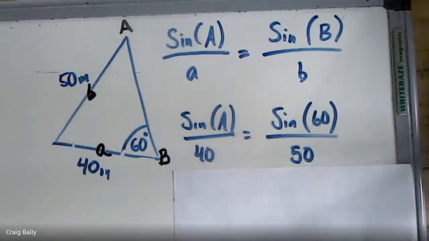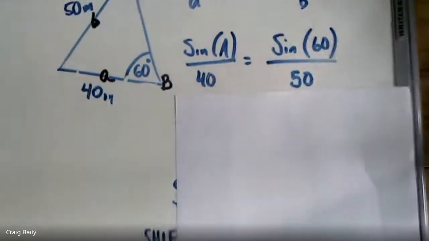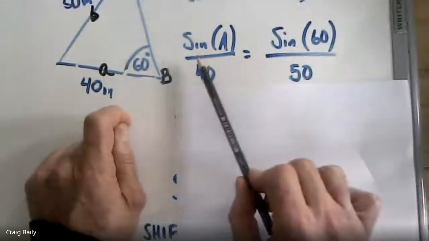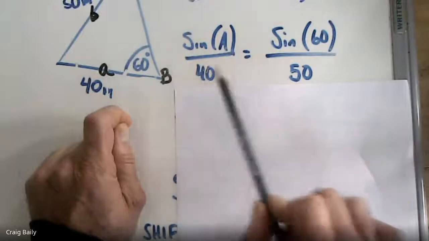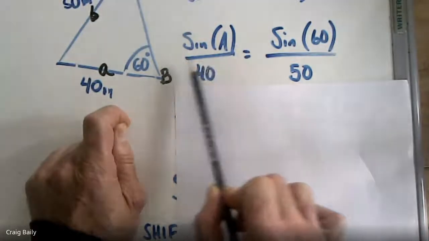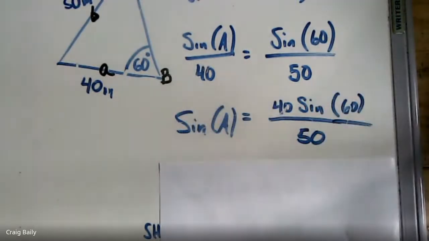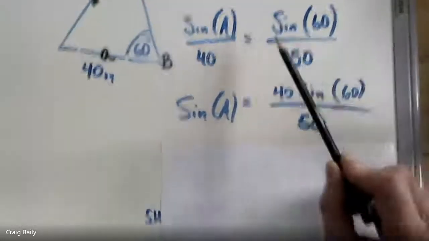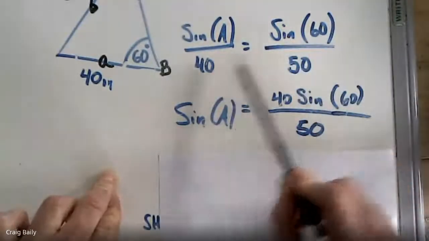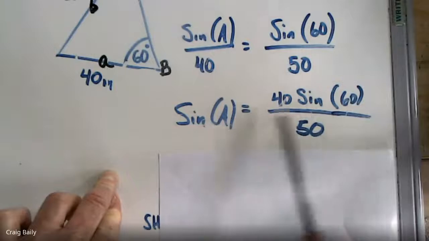Okay, so putting this into the formula now, I want to find the sine of angle A. I want to get that by itself. So I need to undo or remove the dividing by 40. The way I do that is I'm going to times by 40. The sine of A is by itself now because I've taken the sine of 60 and times it by 40. And that's what I have here.